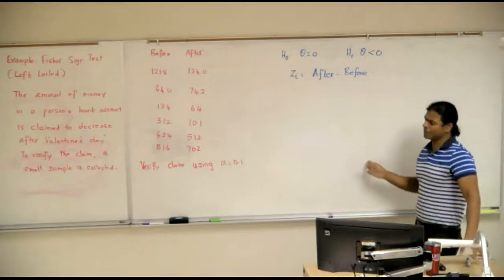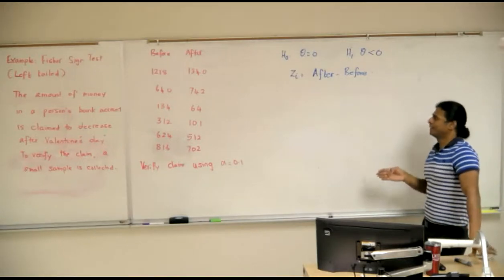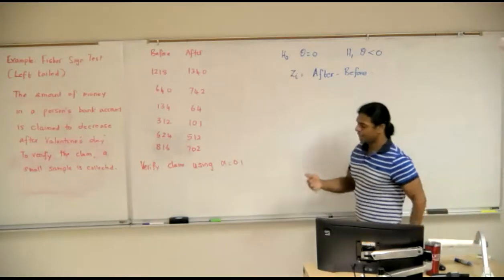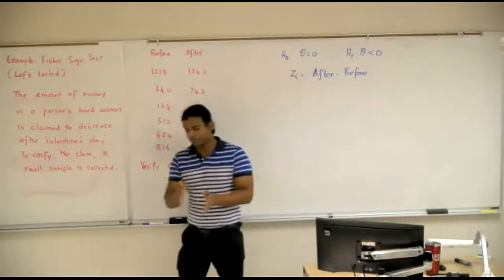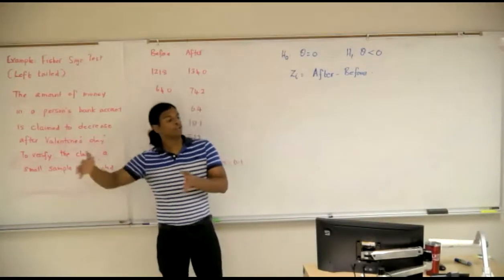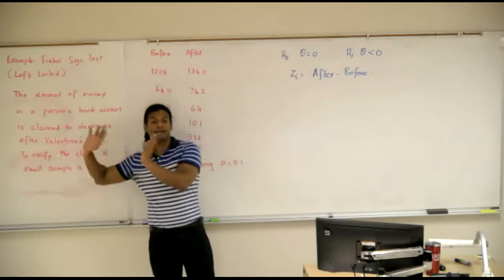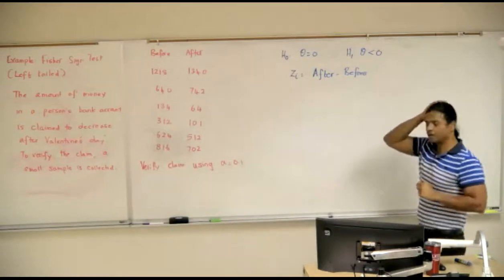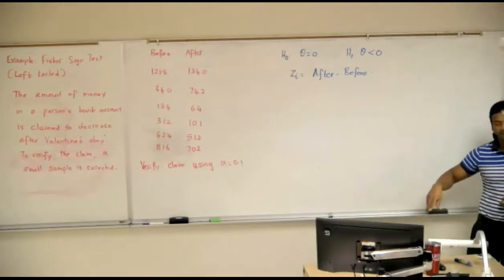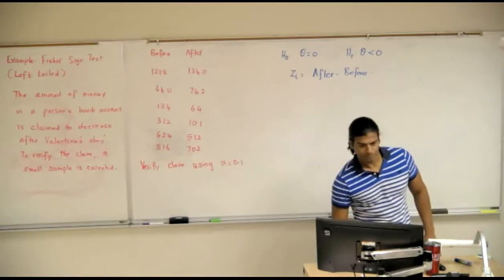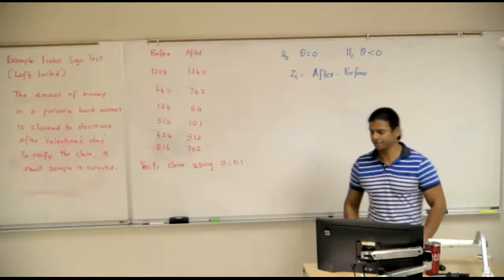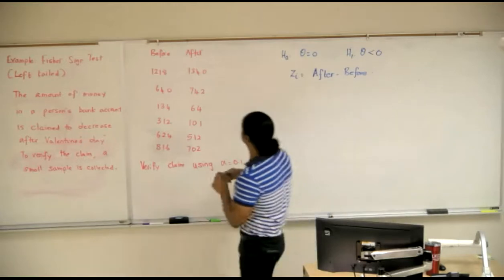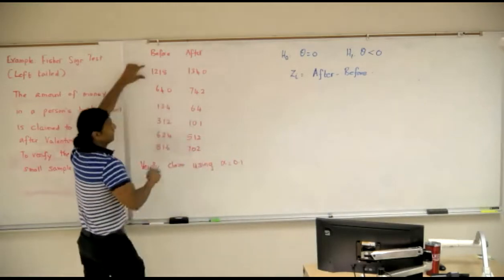So there is nothing wrong in doing before minus after, but in this case we want to do after minus before, because if we get a negative, if we go to the left-hand side, how far do we go toward the left-hand side? Do we make a significant move so that we conclude that in fact bank accounts decrease after Valentine's Day? So we want to find if there is an effect or not. We're doing after minus before.